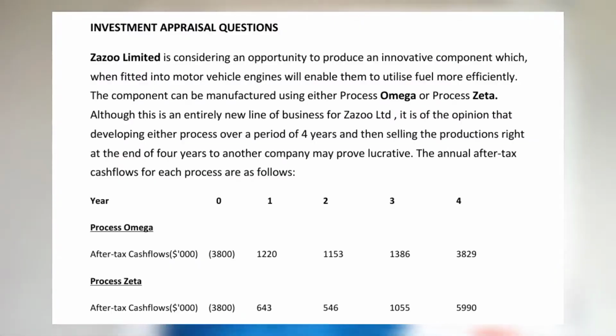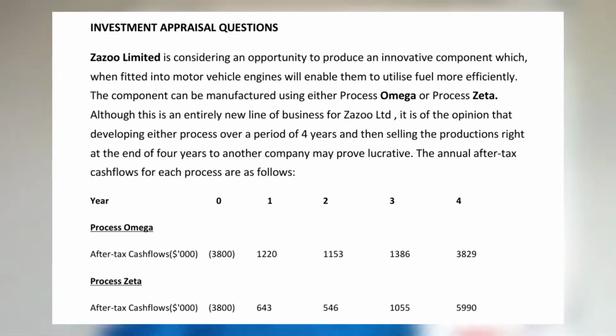In this particular class, we're going to be solving an example, which I'm going to read out now. Zazu Limited is considering an opportunity to produce an innovative component which, when fitted into motor vehicle engines, would enable them to utilize fuel more efficiently. The component can be manufactured either using process Omega or process Zeta.